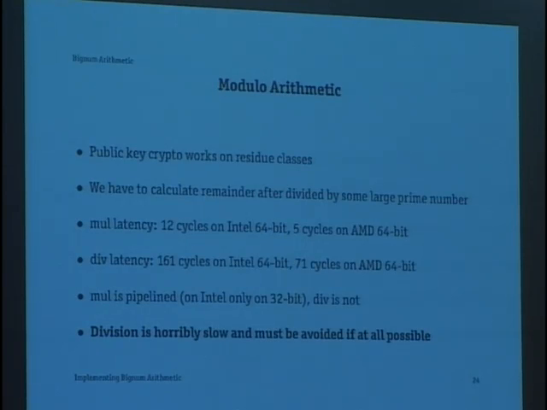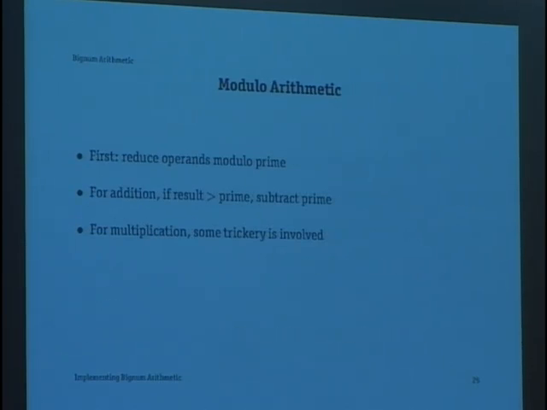And it turns out that multiplication is pipelined on Intel only in 32-bit, which is kind of... But division is not pipelined. So you can have more than one multiplication outstanding, but only one division. And division takes 161 cycles. So this is really bad, right? So we have to avoid this if at all possible.